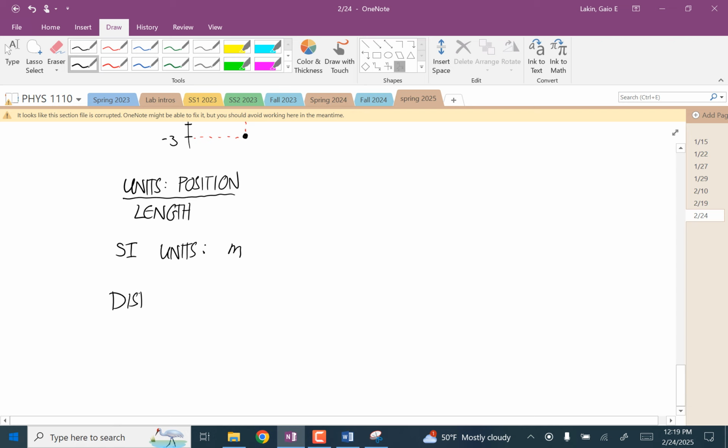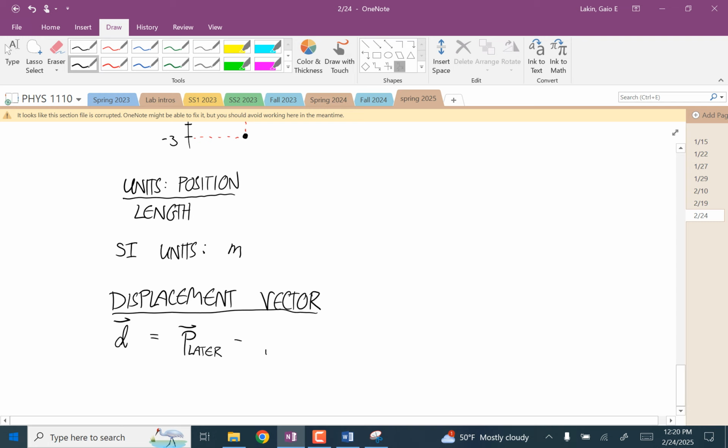Now, this is the one I said we're not going to use a ton, but the displacement vector is always just the position vector at the later instant minus the position vector at the earlier instant.